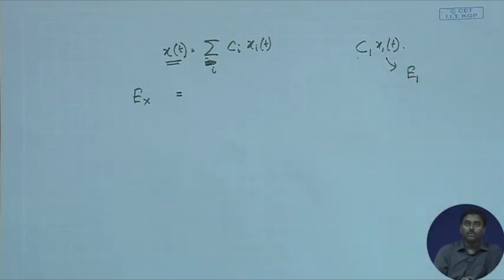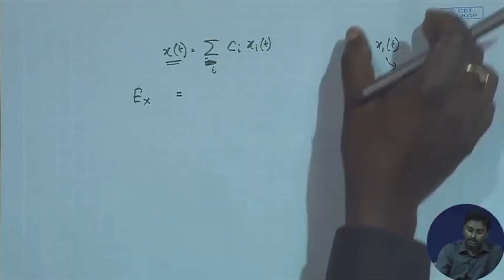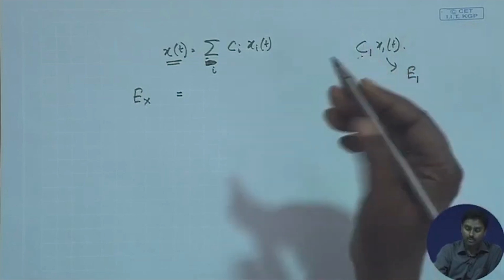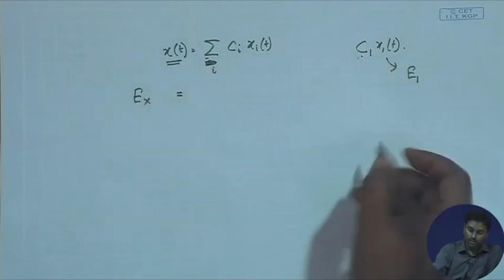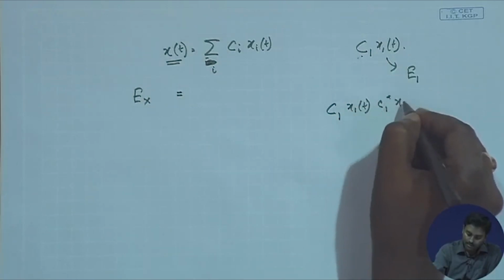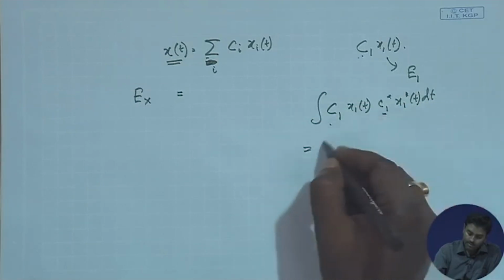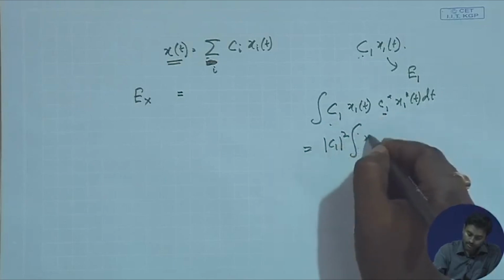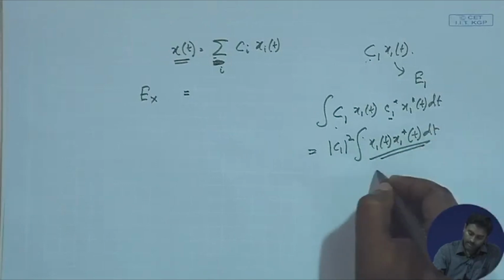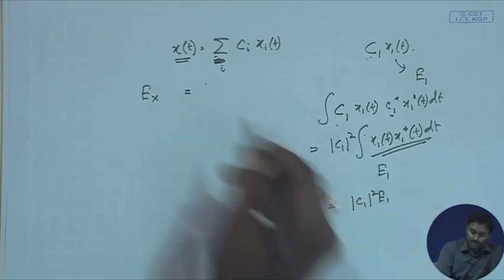Therefore, that C1 x1(t) will have an energy of, you have to integrate the modulus of this. So, C1 into C1 star, that should be mod C1 square, that will go out of the integration. So, if I just do that, C1 x1(t), C1 star x1 star(t) dt integration. So, C1 star will be mod C1 square, this integration x1(t) x1 star(t) dt, that is the energy of x1, which is E1. So, it should be mod C1 square E1. So, that is the first term.